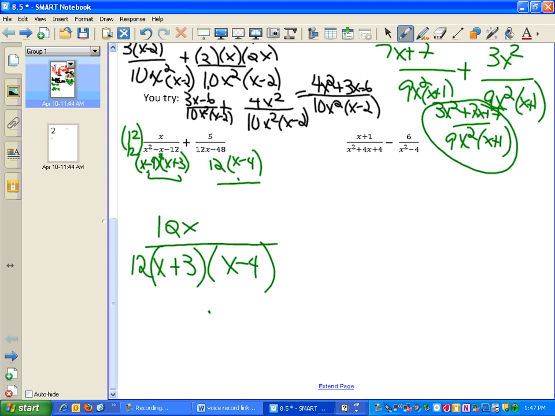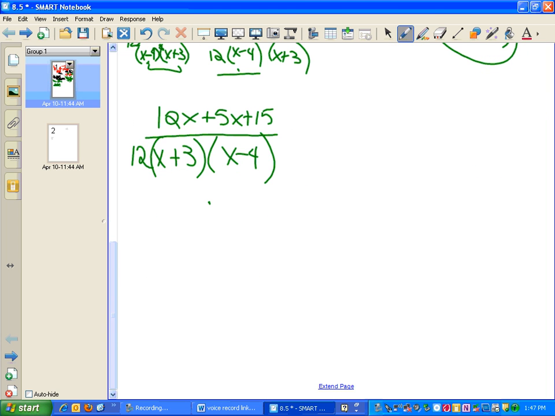X plus 3. So I'm going to multiply x plus 3 in both the numerator and the denominator, right? And I'm going to distribute that 5. Would you agree? And what does that give me here then? Yes. And so if I were to then simplify that numerator, I would get 17x plus 15 over 12 times x plus 3 times x minus 4.